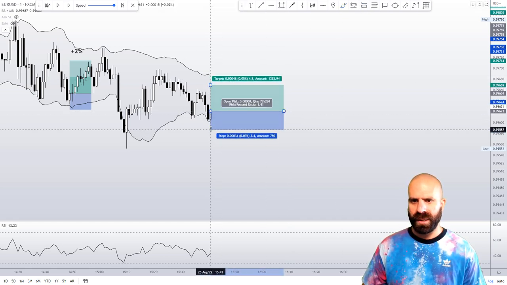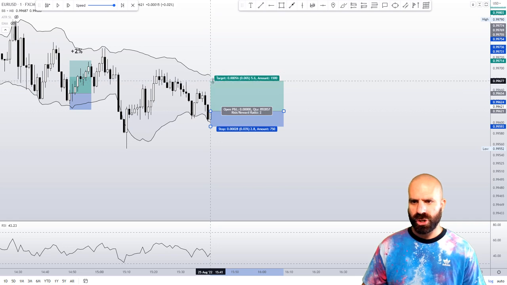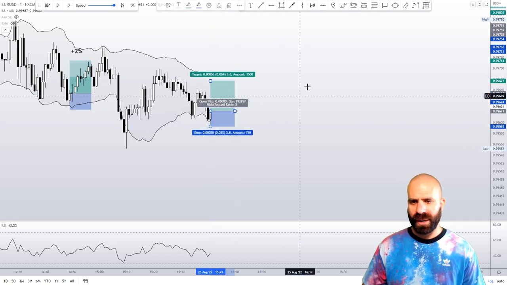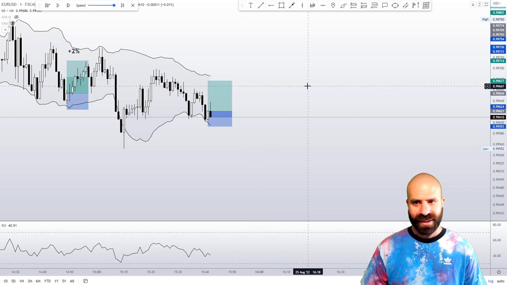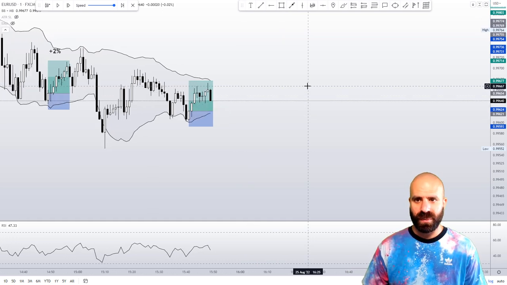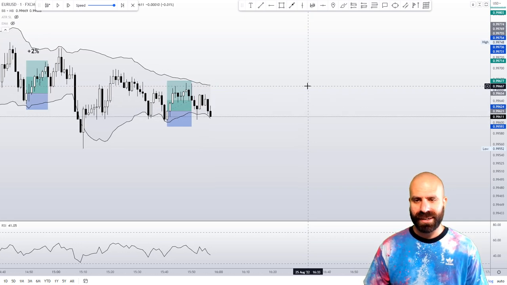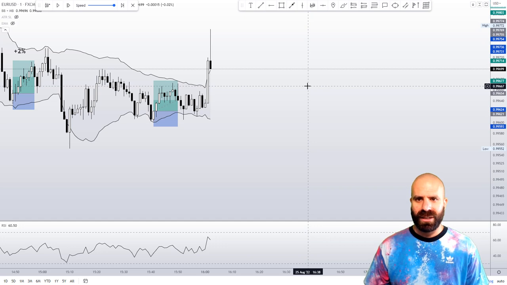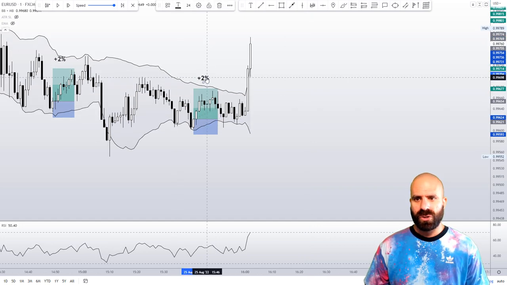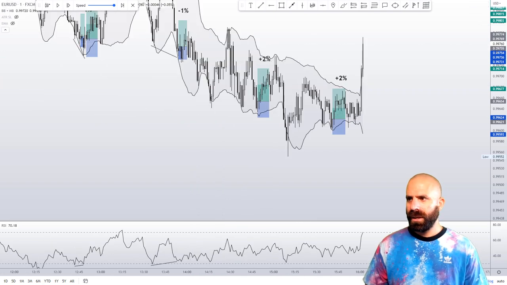The order is being placed right here. I will leave some room for it to breathe. 2.8 pip stop loss is pretty good in this occasion. Again, this is the 1 minute time frame. Imagine how many trades you can run within this time frame, within this time span to be precise. Okay, this is one of the very close ones, but still you have to let it run. So here we go, another plus 2%.